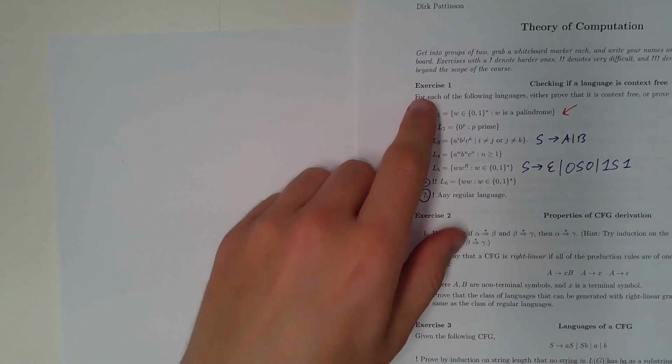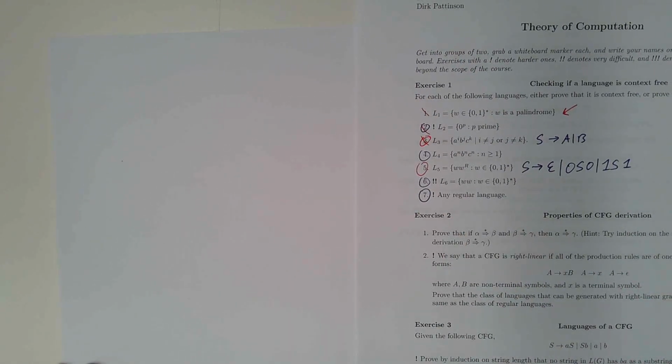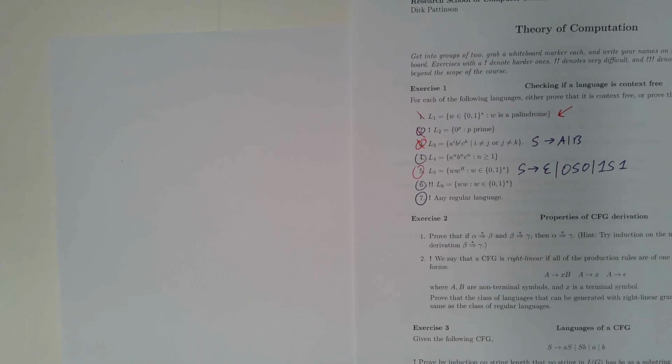Okay, so let's look at exercise 1.7. We need to show that any regular language is also a context-free language. We sort of intuitively already know that to be true because a DFA is just a PDA without a stack. Let's prove it formally from the definitions.